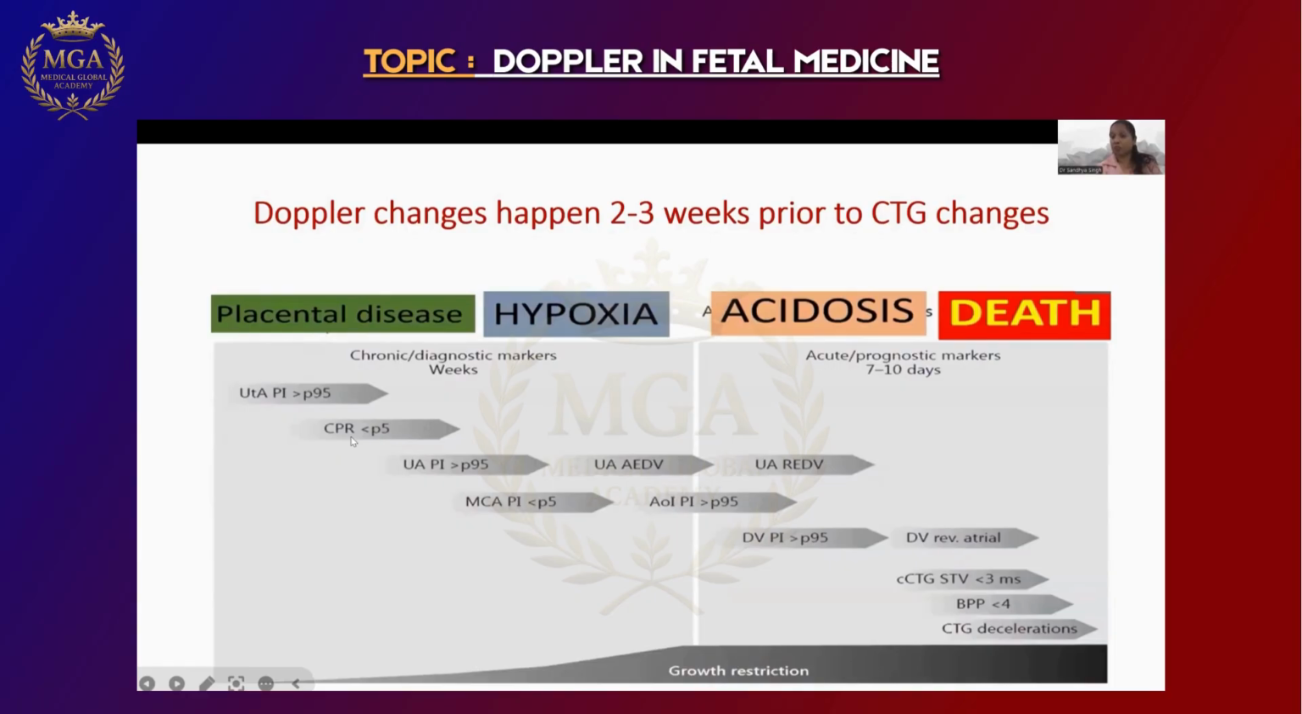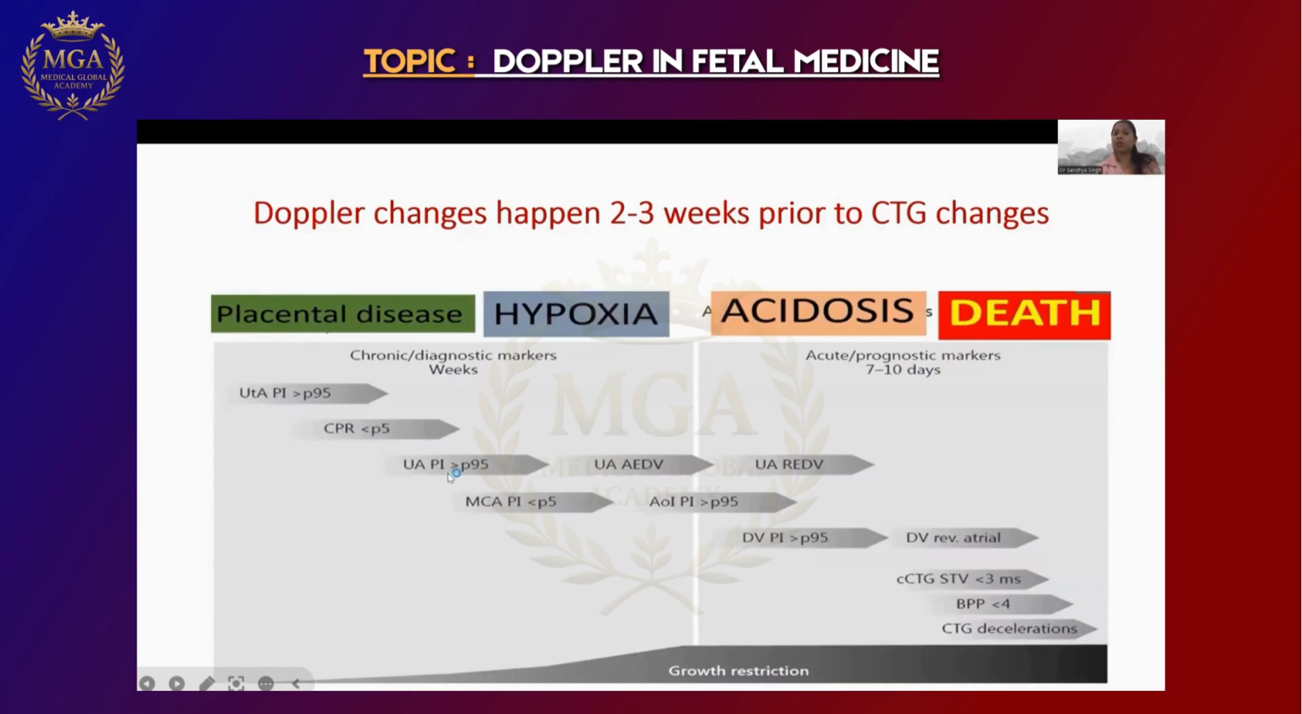Baby is trying to cope with that less amount of blood. What does the baby do? Baby dilates its vessels in the brain, decreases the PI of the MCA so that it can tolerate the hypoxia, which is going to come later. So, as I told you, before MCA, CPR becomes abnormal because it is incorporating both these things. So, the first thing which will become abnormal is CPR.